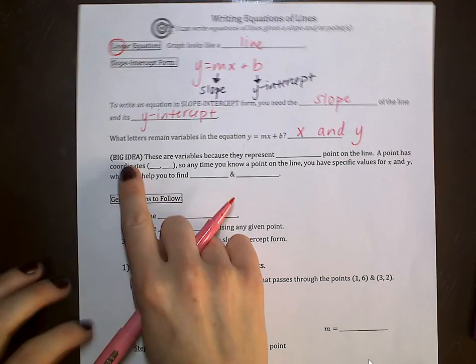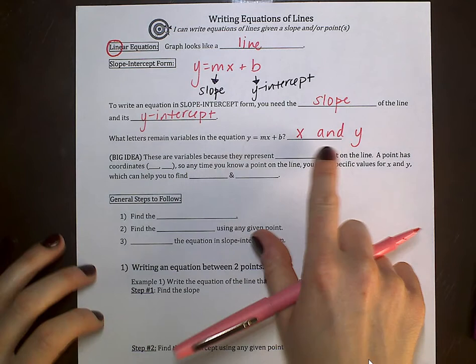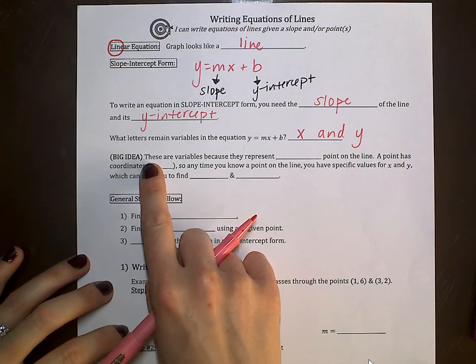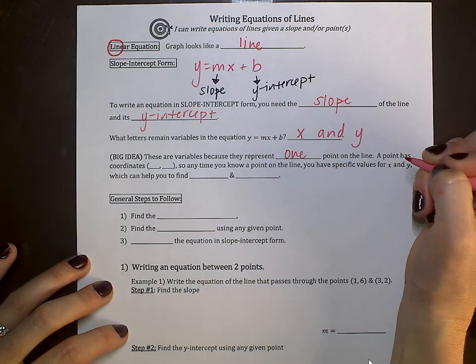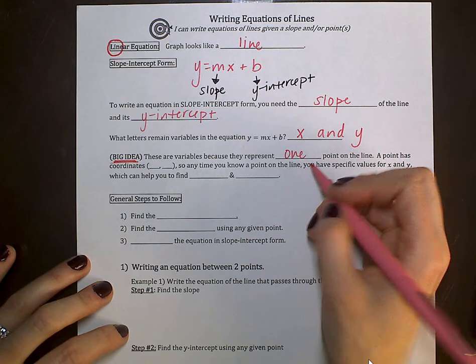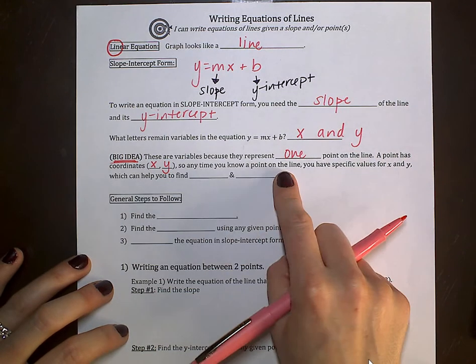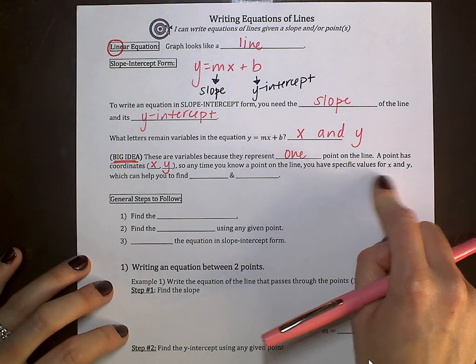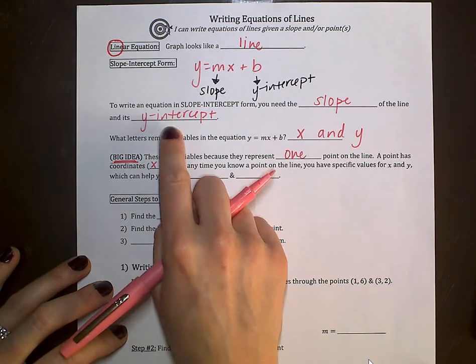So the big idea for today, and none of this so far is new, but realize that x and y, they stay in your equation because these variables, they represent 1 point on the line. Big idea. Okay, I know that an ordered pair is the coordinates like x comma y. So they're the x and y that go together that represent a point on your line. So anytime that you know a point on the line, realize that you have specific x and y values, which can help you figure out the two things that you need to write an equation, which are m and b.